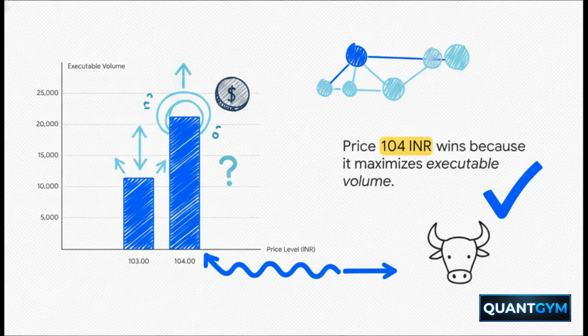Imagine we're looking at two potential clearing prices. Down at 103 rupees, our cumulative demand and supply give us an executable volume of 11,500 shares. But step up to 104 rupees, and suddenly the order book allows for an executable volume of 21,300 shares. The math proves it outright. 104 rupees is chosen as the perfect opening price purely because it facilitates a much higher trade volume. It executes almost double the shares, making a whole lot more market participants happy.